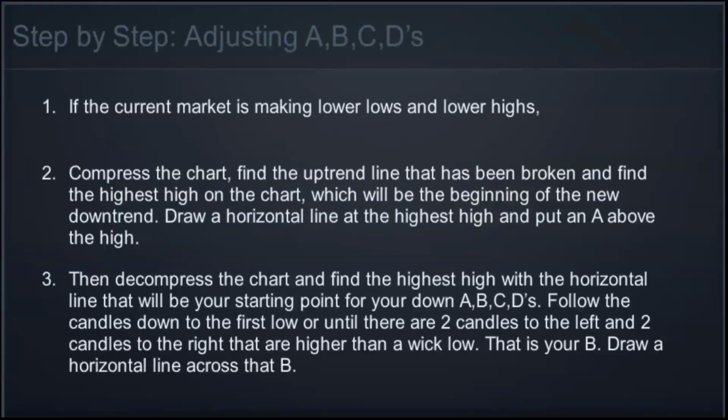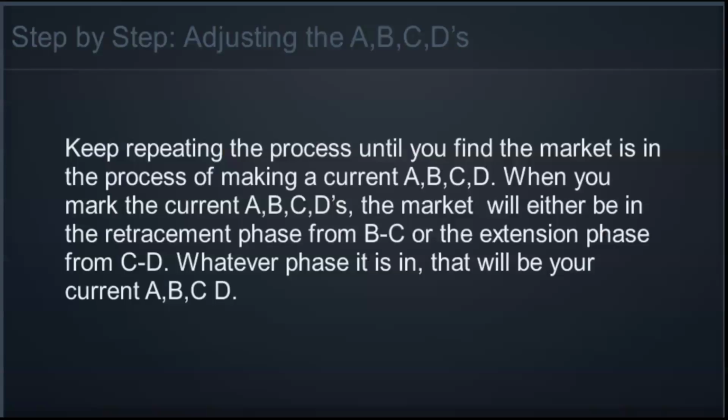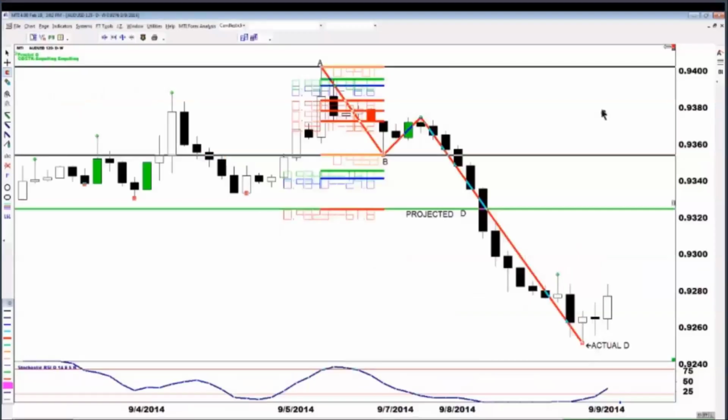Okay, so after that, you find the A and the B to adjust. Just like I said, once the A, B, C, D is formed, you adjust your A to C, your B to D, look for a new C, and then sell to D.